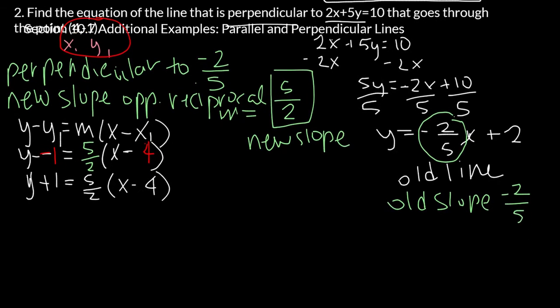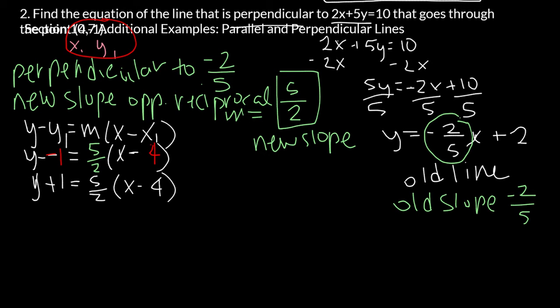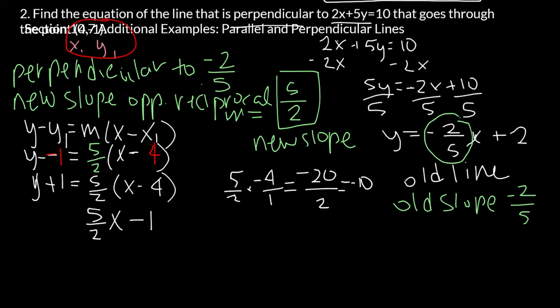Then we want to distribute. So distribute 5 over 2 to the parentheses. That would give 5 over 2 x minus 5 over 2 times 4, which would be 20 over 2. So that's 10. So y plus 1 equals 5/2 x minus 10. Last step to get y by itself is to subtract 1 from both sides. And our equation is y equals 5 over 2 x minus 11.